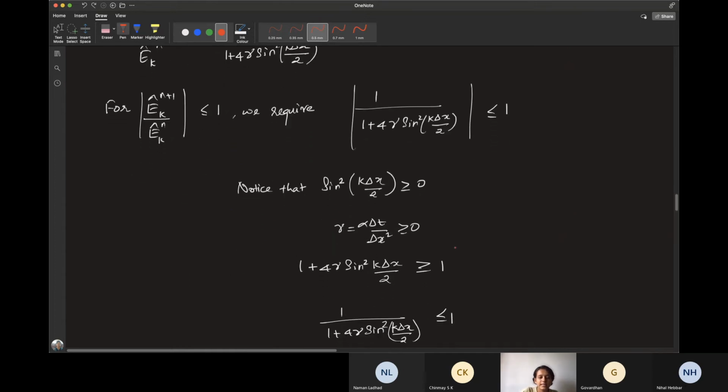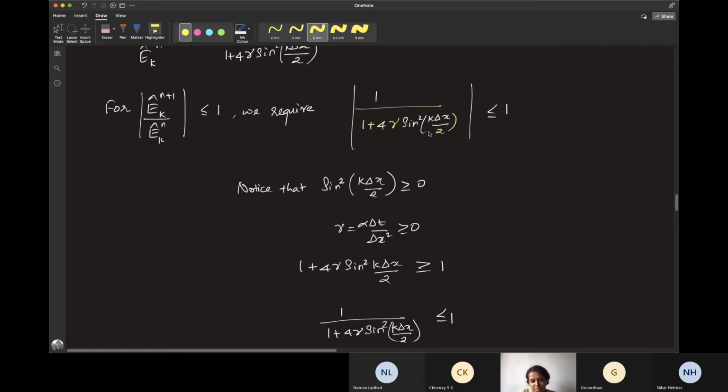So now let's notice this. The sine squared term is always positive, and mu is alpha delta t by delta x squared. That is always positive because for any given problem alpha is going to be positive, and 4 is always positive. So this term is always positive, and you have 1 plus something.